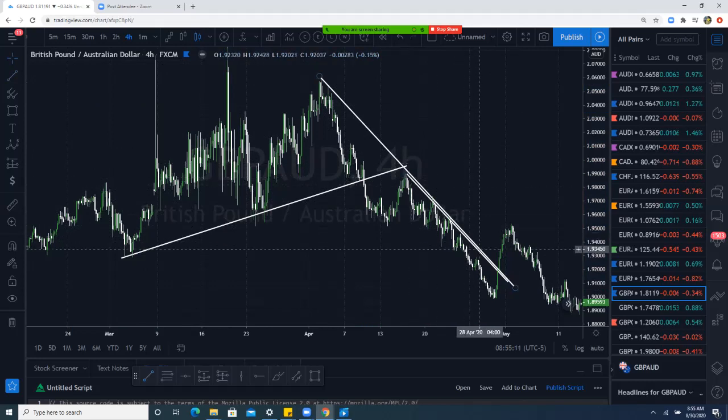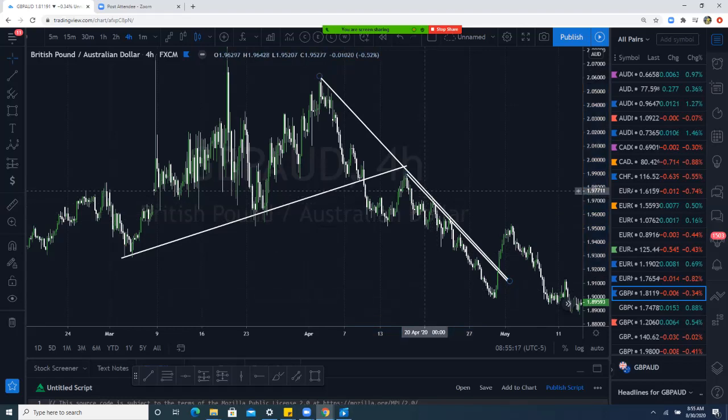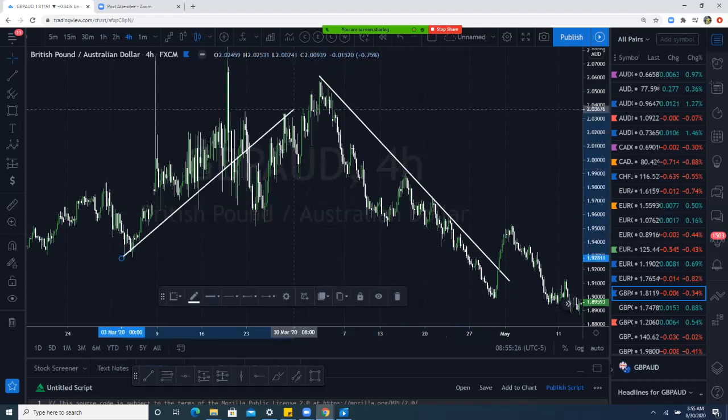So you can either go body to body or wick to wick. That's completely up to you. And then the last thing is that the more shallow the trend line is, the weaker the trend. The steeper the trend line is, the stronger the trend. So I hope this video helps out, and this will give you an example of how to actually use trend lines to determine trend.